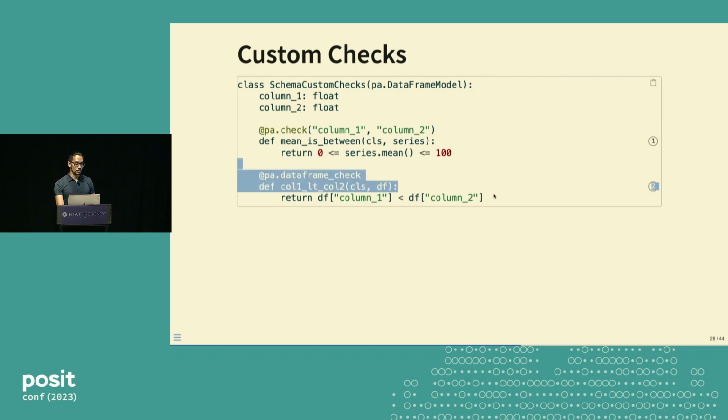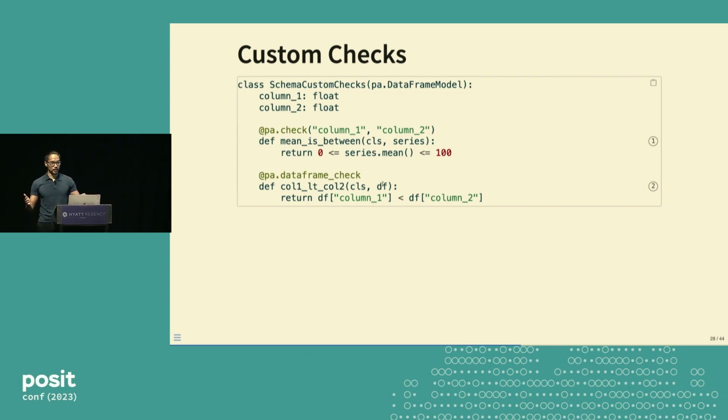You can also do dataframe level checks by saying @dataframe_check. And you essentially have access to the entire data frame. Here you can do whatever you want as long as you stick with that constraint of outputting a Boolean series, or data frame series.